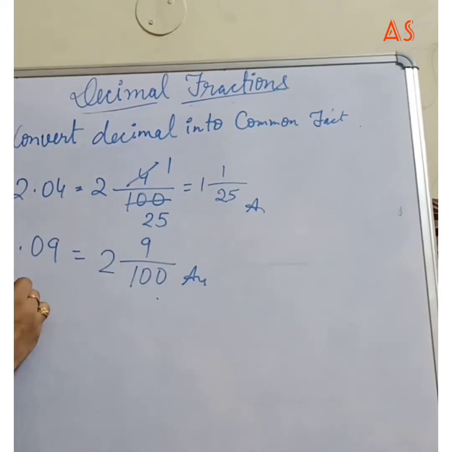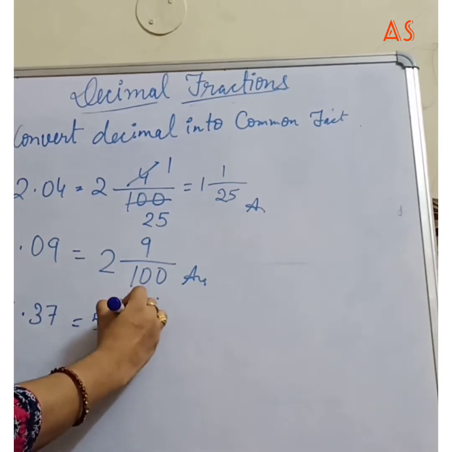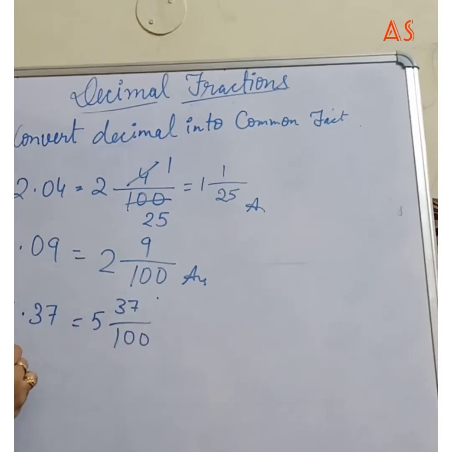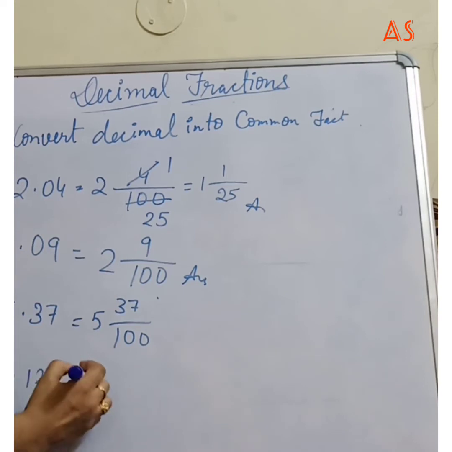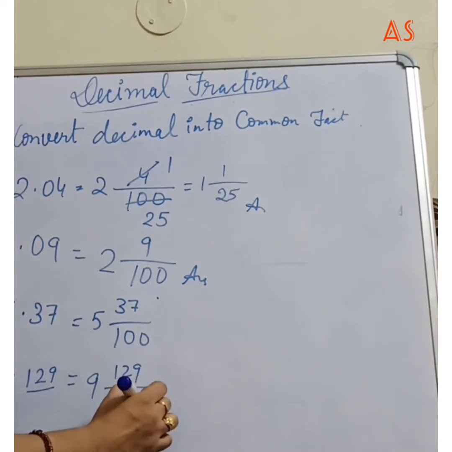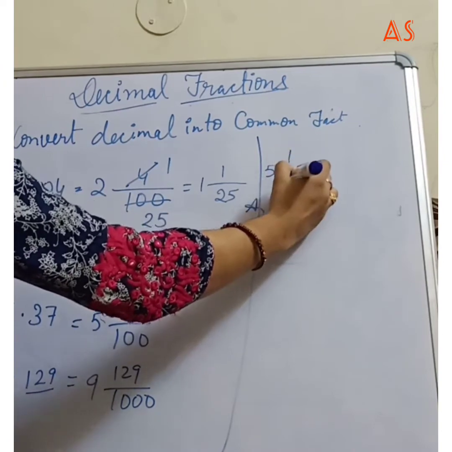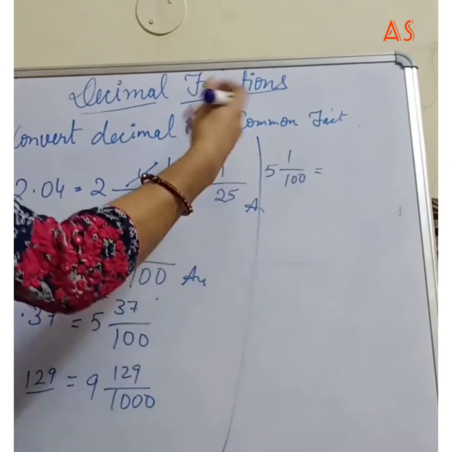Okay. Suppose 5.37. So how to write, 2 places? 5 whole 37 upon 100. Suppose 9.129. Okay, so how, 3 places? 9 whole 129 upon 1000. 3 places, 1000.